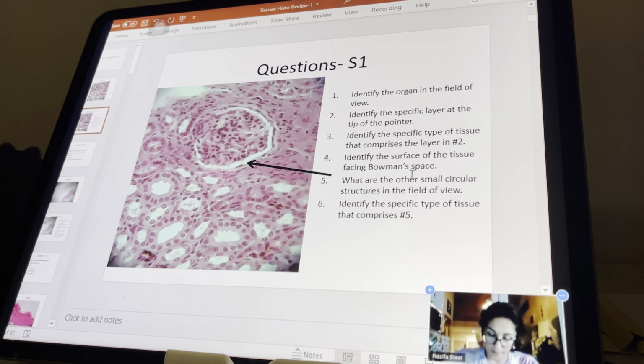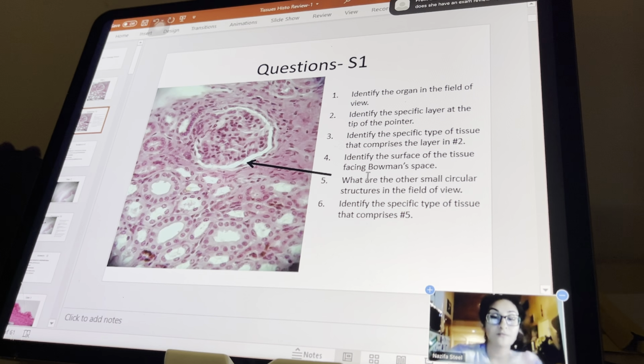Then number 4, for Caesar: identify the surface of the tissue that's facing Bowman's space. Surface. So this only has... Is it the apical? Exactly. When it says surface of the tissue, it's either apical surface or basal surface. You got it right, apical surface.